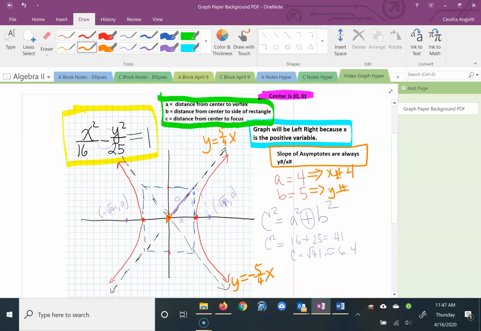Okay, hopefully that takes care of how to graph a hyperbola, and this should help with the graphing. I'm also going to do a second video where I walk through some of the examples from the note packet. So that should help you out.